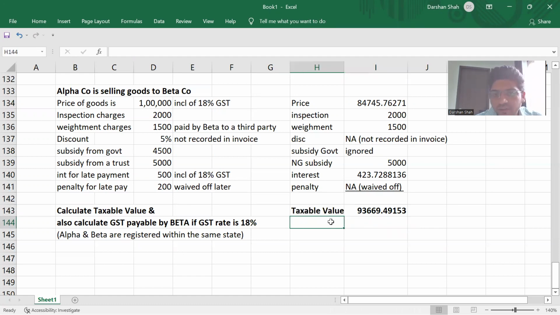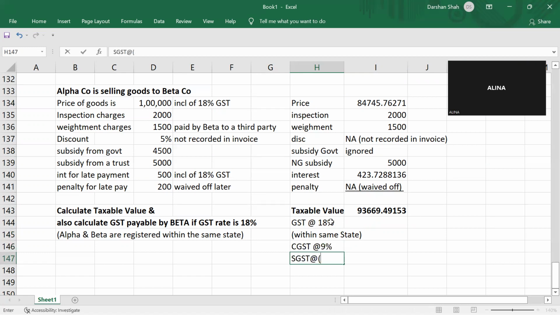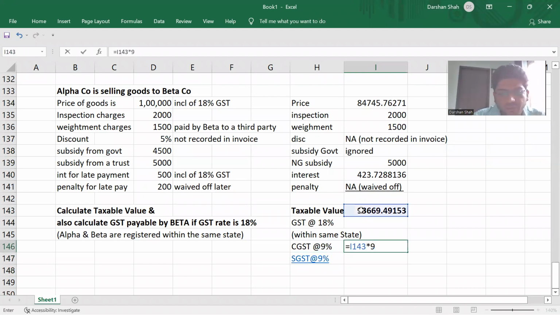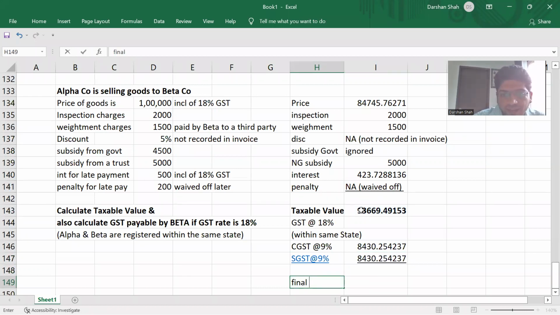All right, done. Taxable value is done. Now GST is at what rate? GST is at 18%, and it is within the same state, right? So we'll take CGST at 9% and SGST at 9%. This amount into 9% will be CGST. This amount into 9% will be SGST. And the final amount of invoice value is the total of all these three.